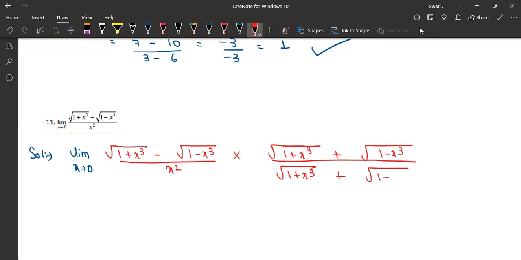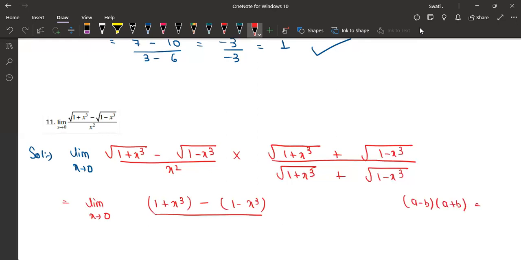Okay. Now, of course, in the numerator, you can see that we have a form a plus b into a minus b, or a minus b into a plus b. So using the formula a minus b into a plus b is a square minus b square, this will become 1 plus x cube only, because square and root will get cancelled, minus, this will become again 1 minus x cube only, because square and root will get cancelled. How? Again, I'm writing it here using the formula a minus b into a plus b is a square minus b square.